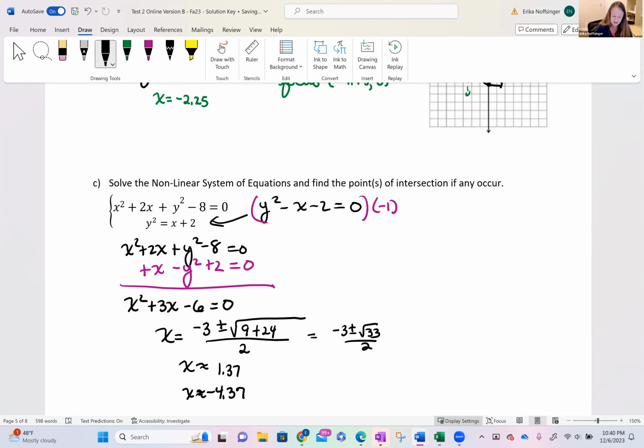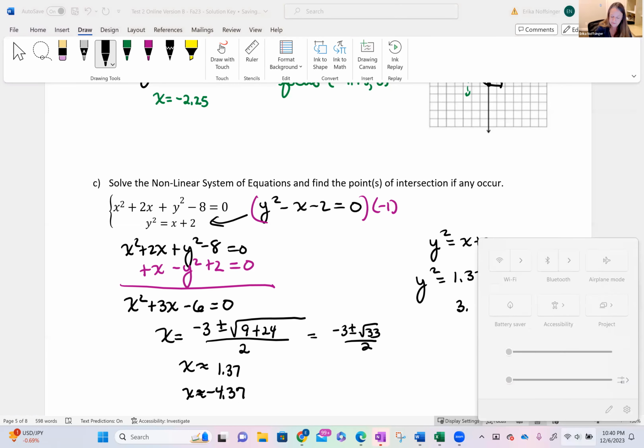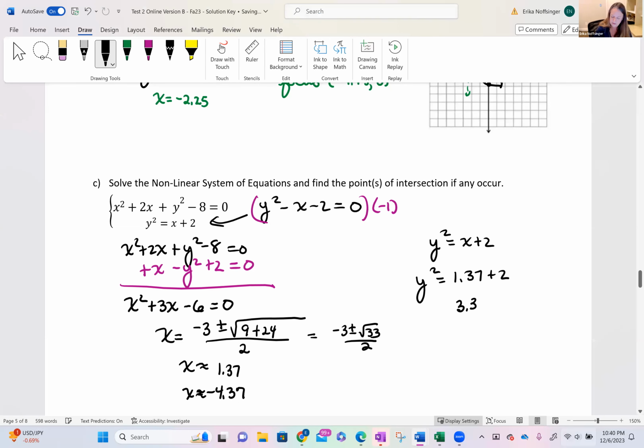To find our y value, we want to plug those in. So if I had y squared is equal to x plus 2, I would have y squared is equal to 1.37 plus 2, which is 3.37. So y is equal to plus or minus the square root of 3.37.